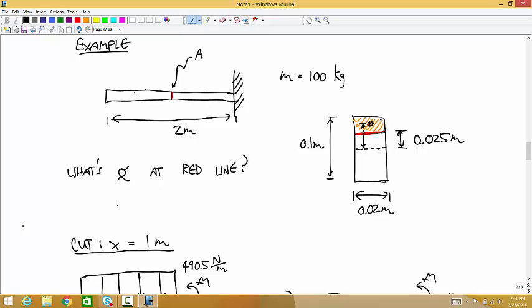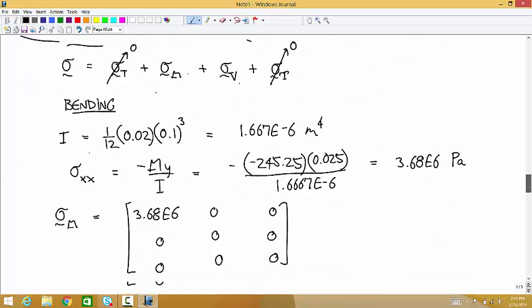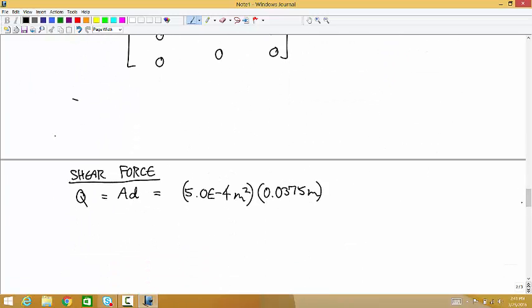So the centroid, this whole orange shaded region, has a height of 0.025. So half of that is 0.0125. And then we're adding it to the other 0.025. And what do you get if you multiply those? Okay, and that's meters cubed. Okay, let's keep them all.